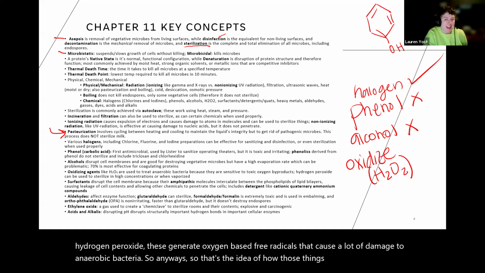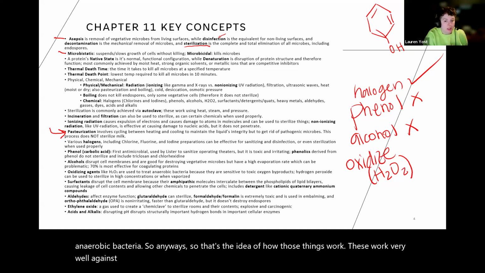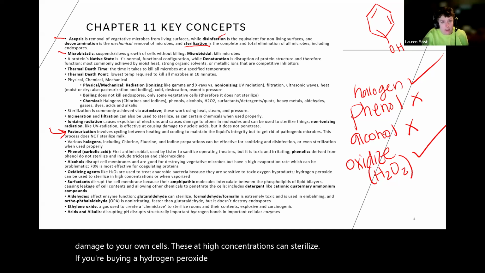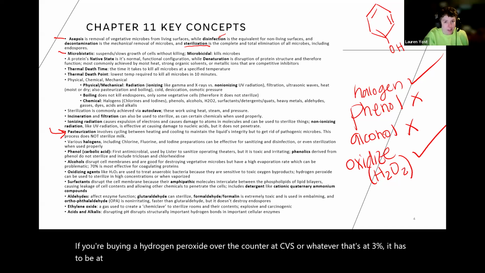These work very well against anaerobes. If you use these at too high of a concentration, though, it'll cause damage to your own cells. These at high concentrations can sterilize. If you're buying hydrogen peroxide over the counter at CVS or whatever, that's at 3%. It has to be at least 35%. You can't buy it over the counter like that, just FYI. But it could potentially sterilize.